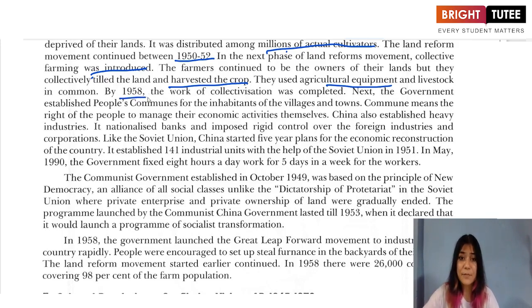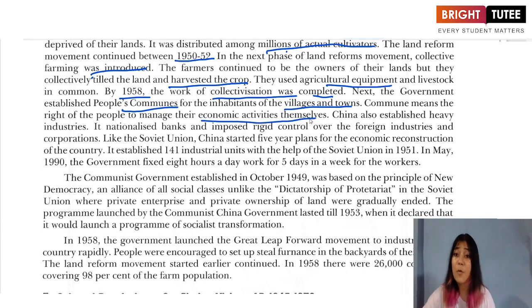Now, by 1958, the work of collectivism was completed. After that, the next step taken by the government was to establish people's communes in the villages and in towns. Now, what were these communes? Communes basically meant that now people could live in the area and they could manage their own economic activities for themselves. So the people were responsible for the kind of economic activities that took place in the area or in the town or in the villages where they lived, all right.